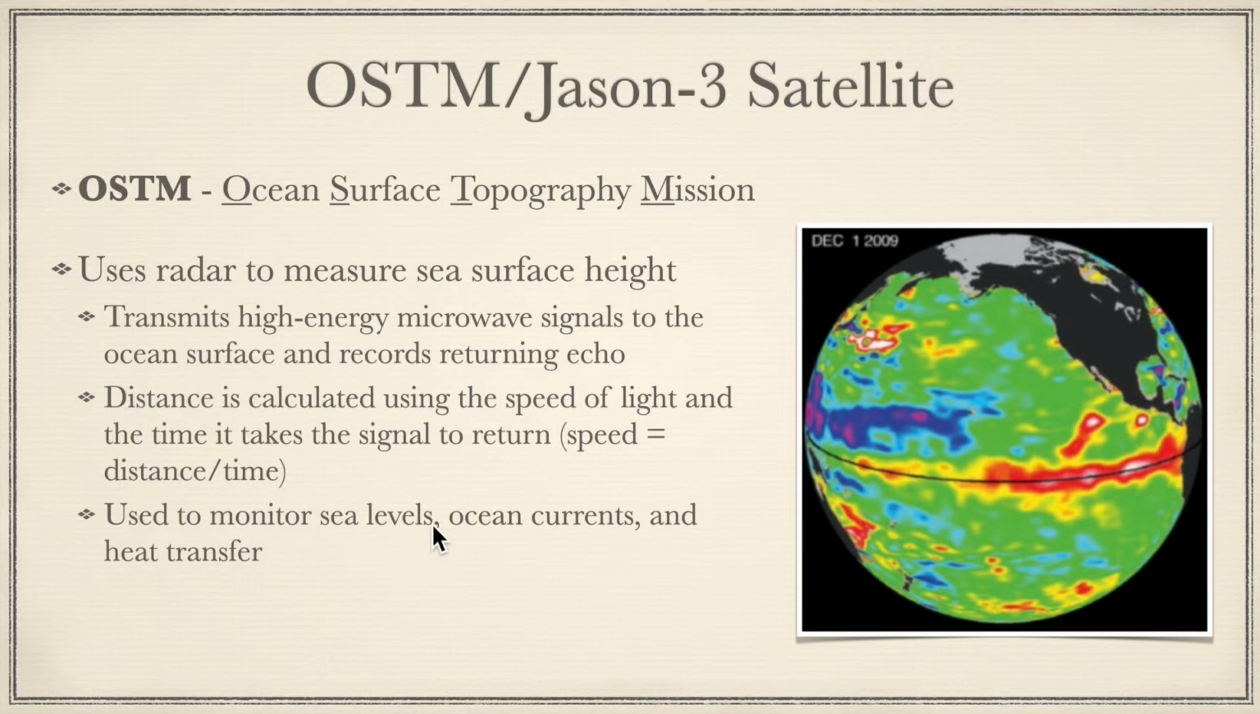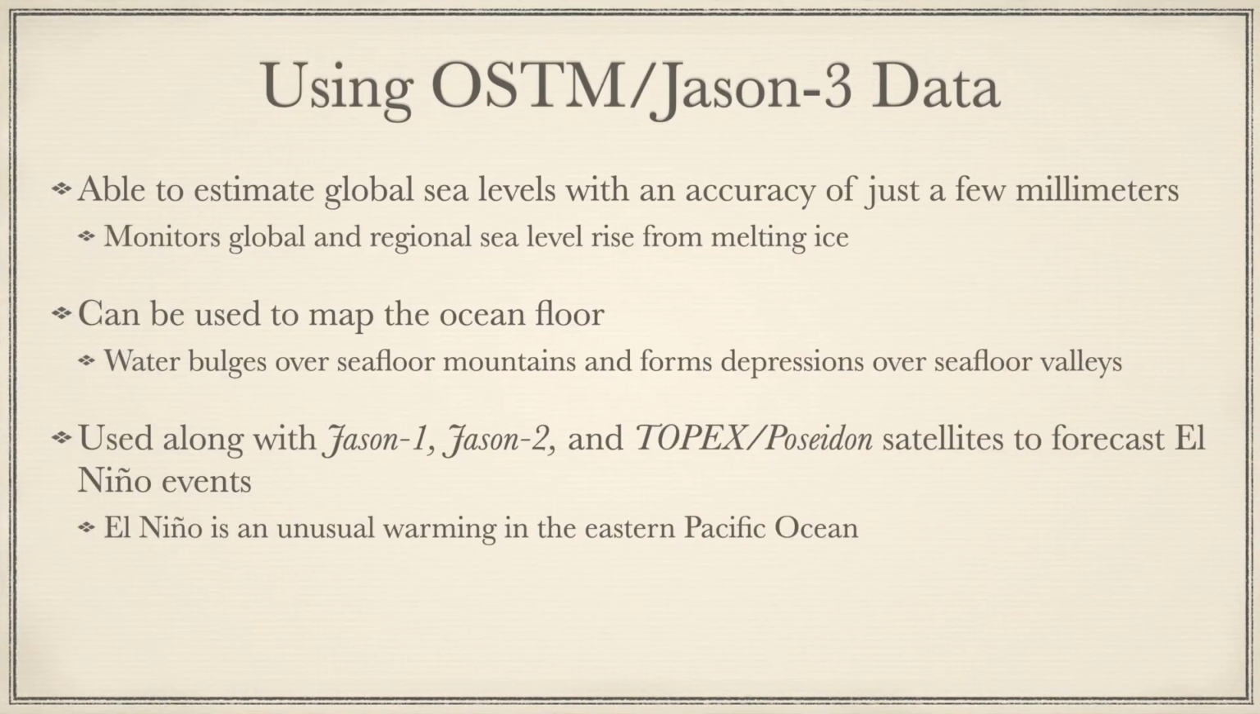It's used to monitor sea levels, ocean currents, and heat transfer in the oceans. Now, using this data, you're able to estimate global sea levels with an accuracy of just a few millimeters. This monitors global and regional sea level rise from melting ice. That was originally the goal of this mission, to actually monitor sea level rise. But now we use it for other data as well.